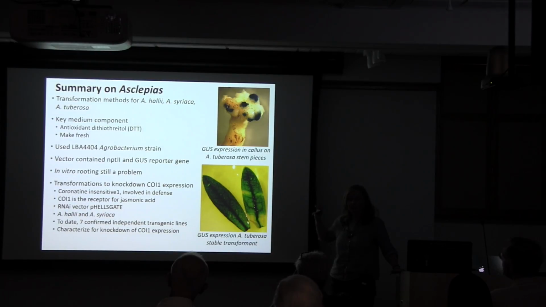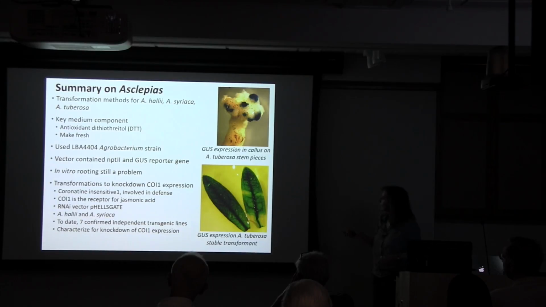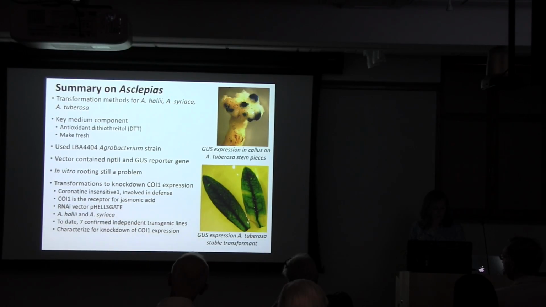A key part of the medium was using an antioxidant. We used DTT. We used Agrobacterium strain LBA4404. This is showing some GUS response in the cultures, and we've done some recent real gene transformations where we're looking at knocking down COI1 expression, and COI1 is involved in defense. And right now, Amy, who works on the project, is doing characterization to see how far down that COI1 is knocked down. And then we'll continue doing transformations with the other species.